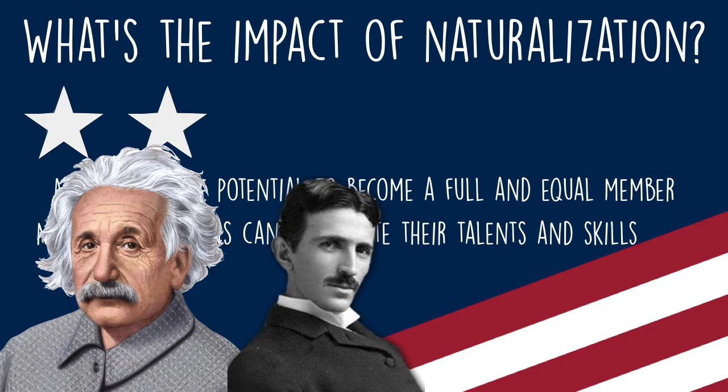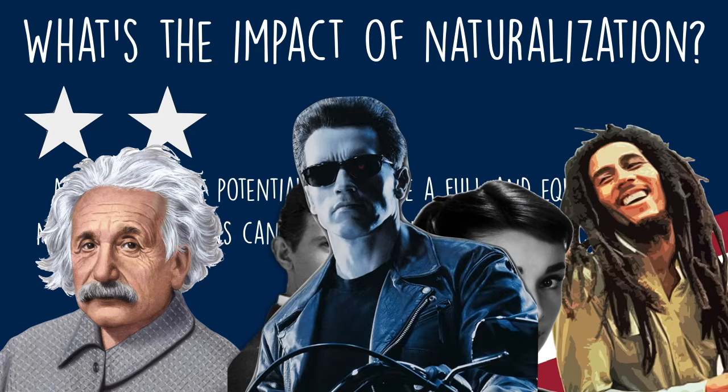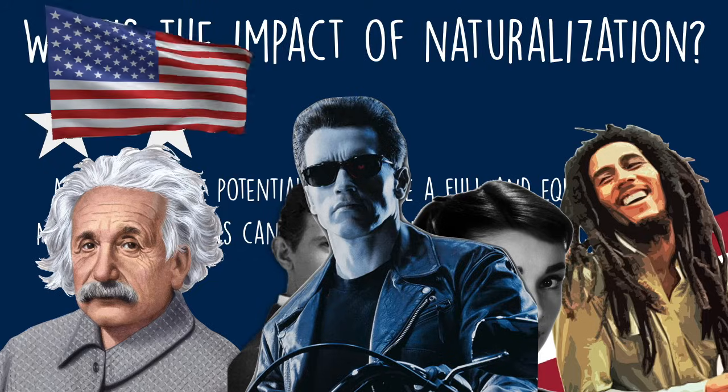Albert Einstein and Nikola Tesla both immigrated and became naturalized citizens. They contributed a ton of scientific ideas to our country. Musician Bob Marley came from Jamaica, actress Audrey Hepburn from Belgium or the UK, and who could forget the Terminator himself, Arnold Schwarzenegger from Austria. All of these people became naturalized citizens of the United States of America.